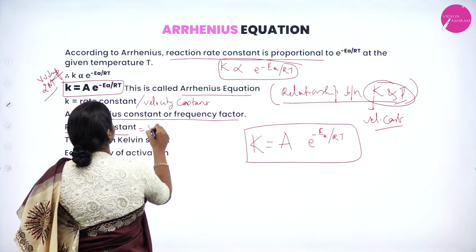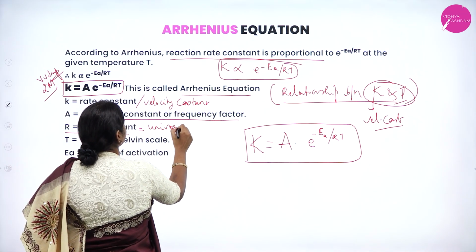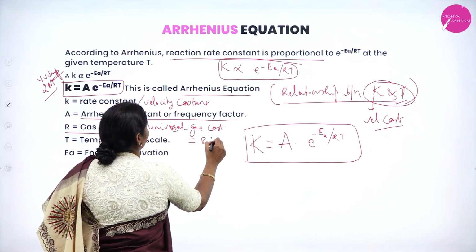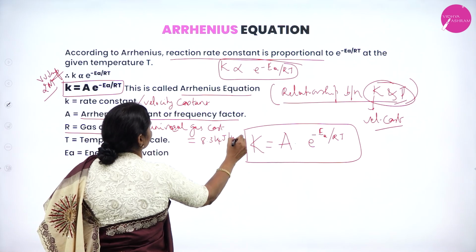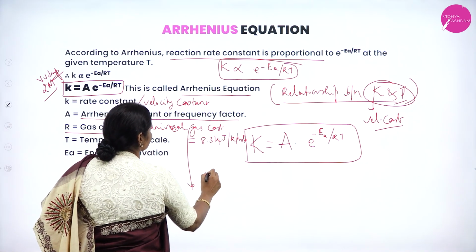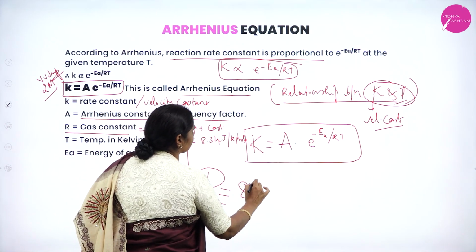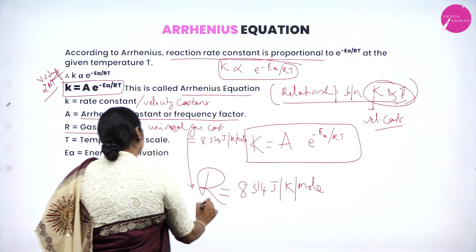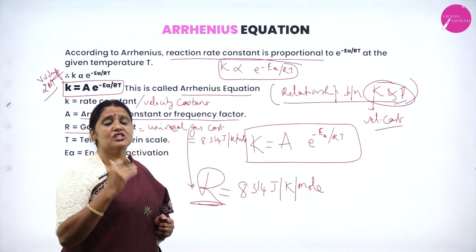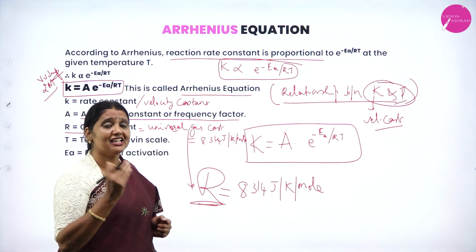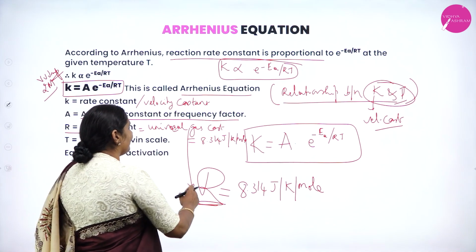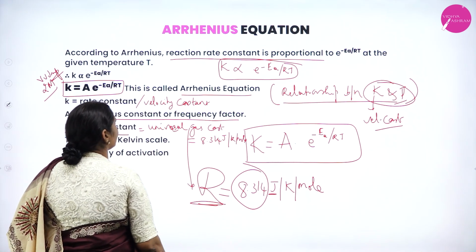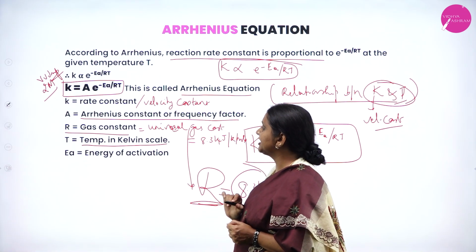R is the universal gas constant. Its value is 8.314 joule per Kelvin per mole. So what's the value of universal gas constant? Capital R is 8.314 joule per Kelvin per mole. But my dear student, the value of R differs with the energy units. If energy is expressed in terms of calorie, the value of R is 2. Therefore, when energy is in joule, the value of R is 8.314. And T is temperature in Kelvin.